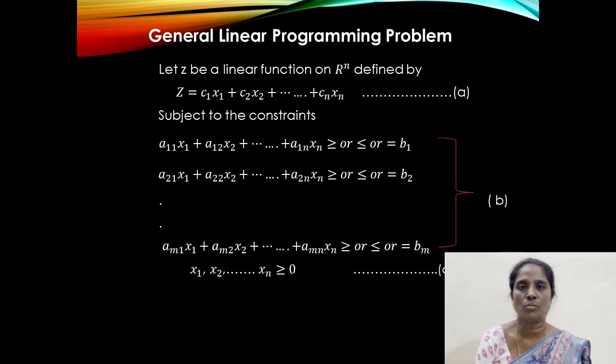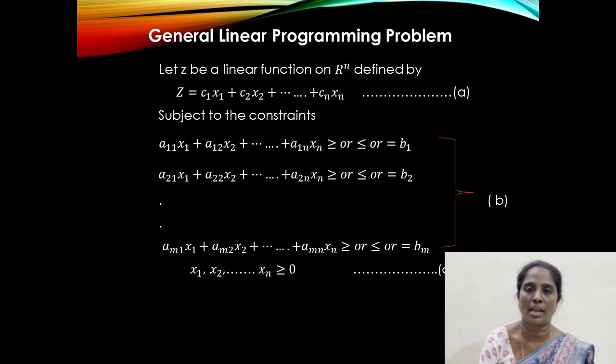A general form of the linear programming problem is maximize z or minimize z is equal to c1x1 plus c2x2 plus etc. cnxn, subject to the constraints a11x1 plus a12x2 plus etc. a1nxn less than or equal to or greater than or equal to b1, a21x1 plus a22x2 plus etc. a2nxn less than or equal to or greater than or equal to b2, and so on. am1x1 plus am2x2 plus etc. amnxn less than or equal to or greater than or equal to bm, and x1, x2, etc. xn greater than or equal to 0.